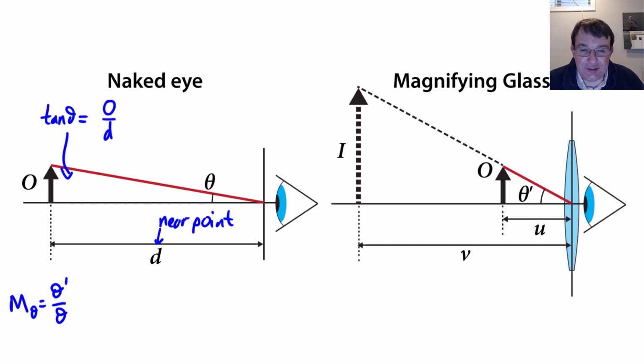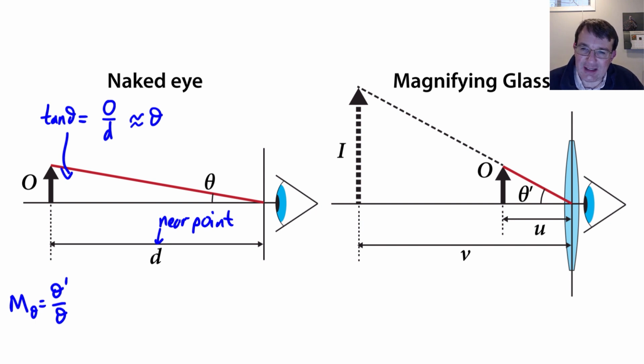Now, since we're typically looking at small objects, we're going to make the approximation that theta is small, and so for small angles we've got the standard small angle approximation that the tangent of theta is approximately equal to theta, and we're going to use this approximation here. So this is our case for the naked eye.